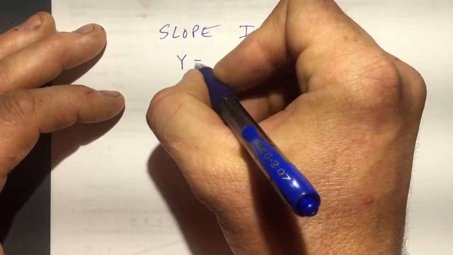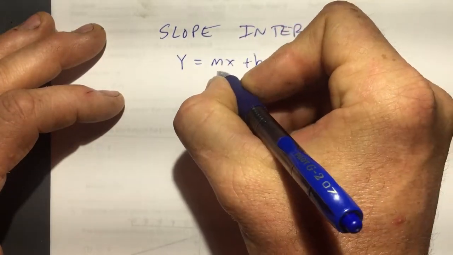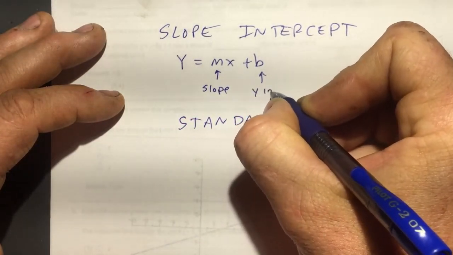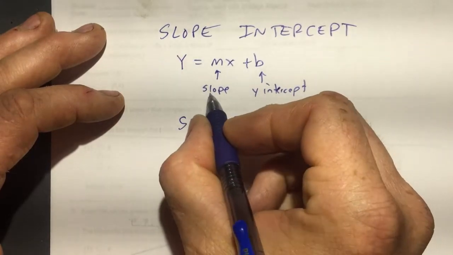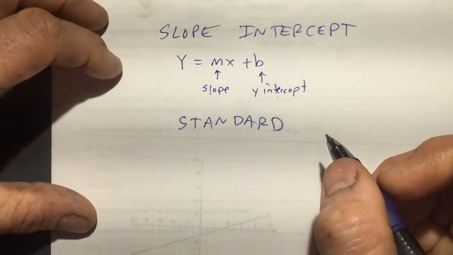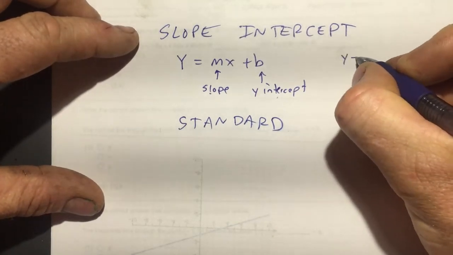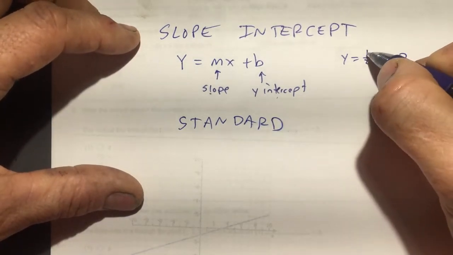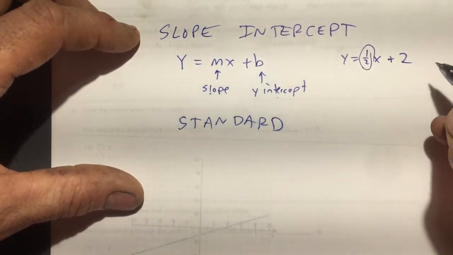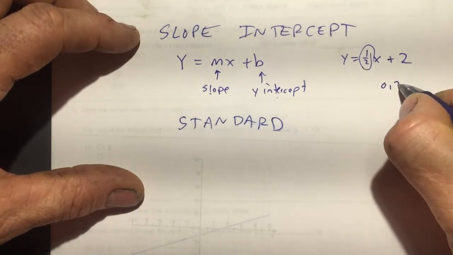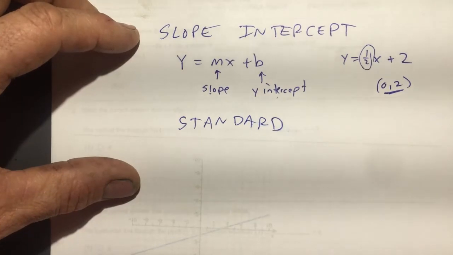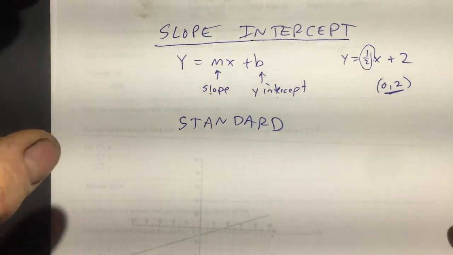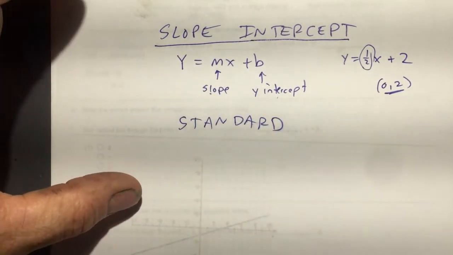Slope-intercept looks like this right here, y equals mx plus b, where m, as we talked about, that's the slope, and then b, this is your y-intercept. So thus it's called slope-intercept form. An example would be like this, y equals 1/2 x plus 2. 1/2 is my slope, and 2 would be my y-intercept, which means x would be 0 and y would be 2. This is my y-intercept point. Okay? When we make an equation, usually we'll make it in slope-intercept form.